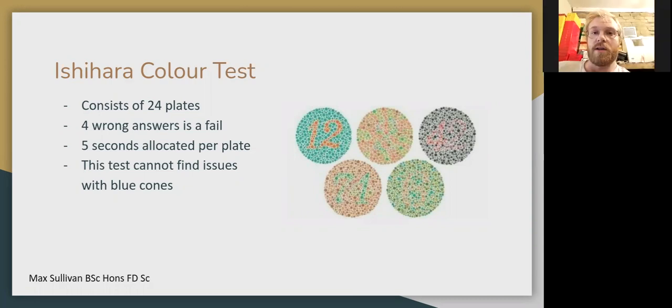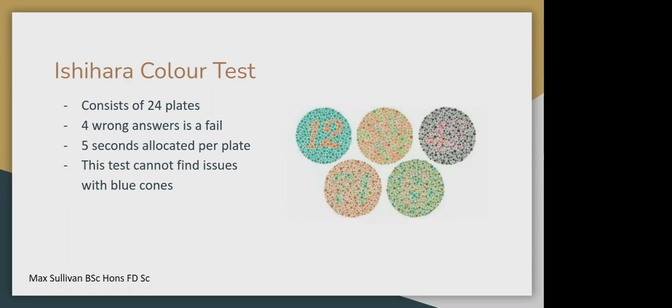I didn't know about the 5 seconds allocated per plate. Yeah, I thought you just had as long as you like. No, no, you get 5 seconds for it. Some of the plates as well, it's worth bearing in mind, won't have any pattern or number on them at all. They're like placebo plates, if you like. So what you'll find is they are just a mixture of colors in a circle, and it's there just to make sure people aren't guessing.